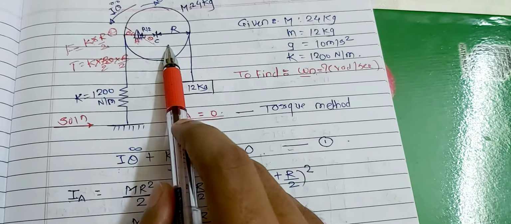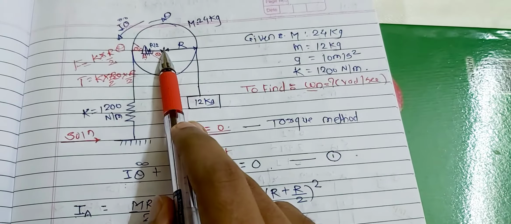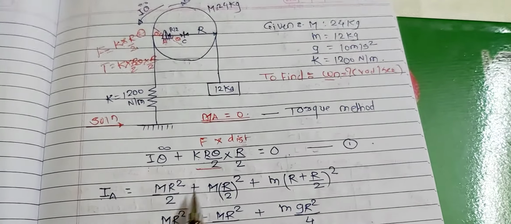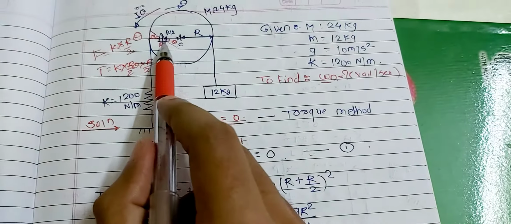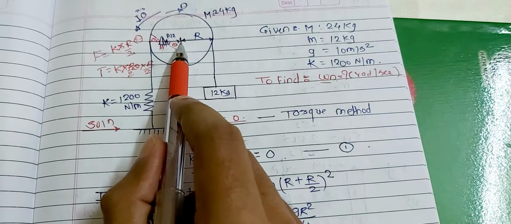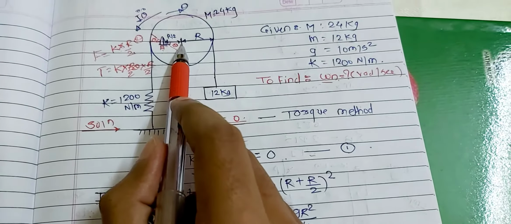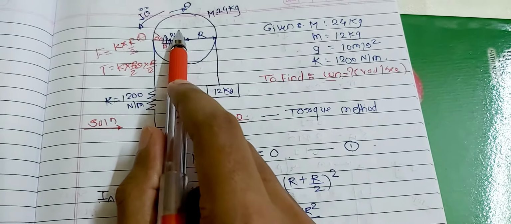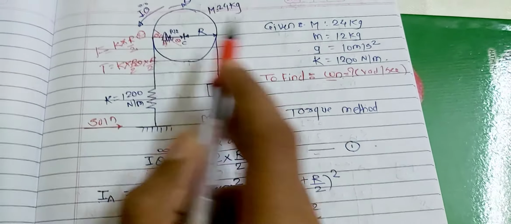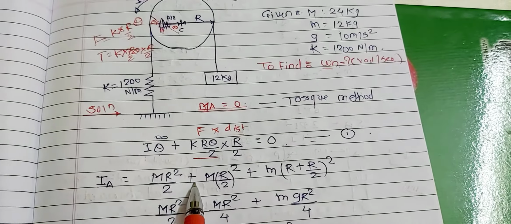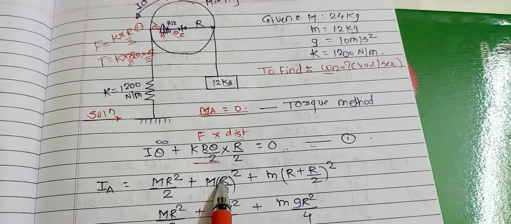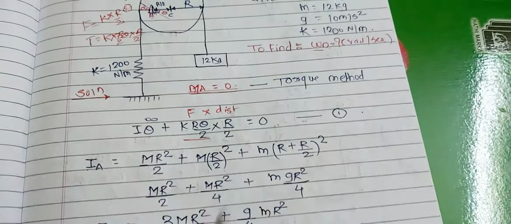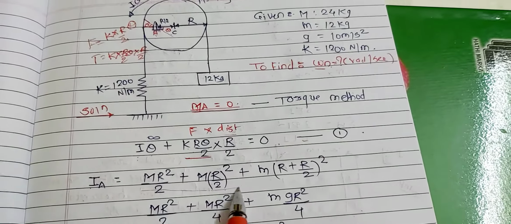First we will consider the mass moment of inertia due to this disk. At the center it is mr square by 2, plus, since we want the mass moment of inertia here, we can use the parallel axis theorem: mass moment of inertia at the center plus m into L square. But what is L square? L is the distance from the center to this point, which is r by 2. So mr square by 2 plus m into L square. This is due to the capital M.